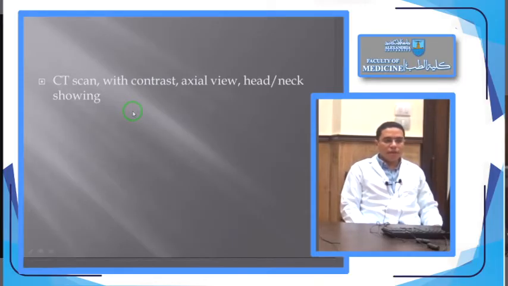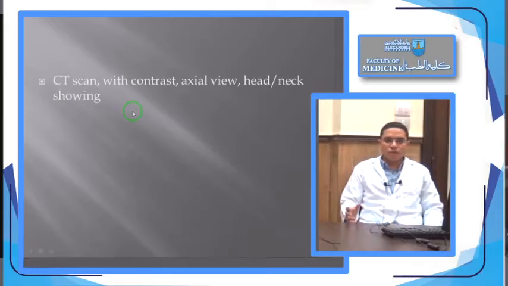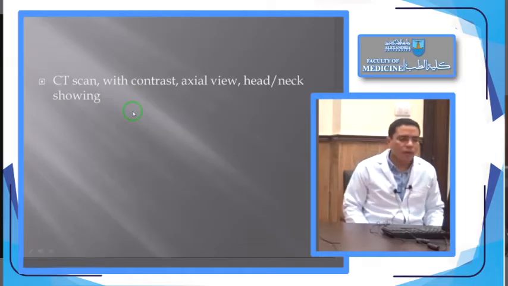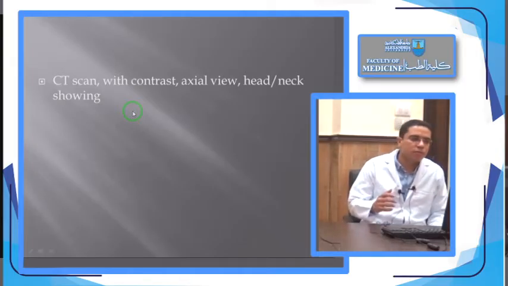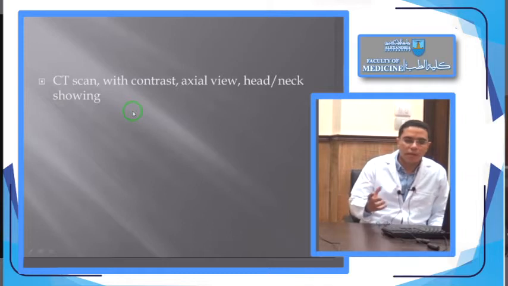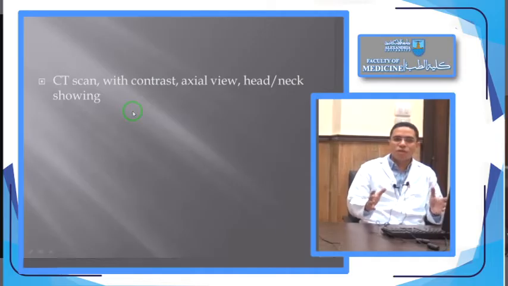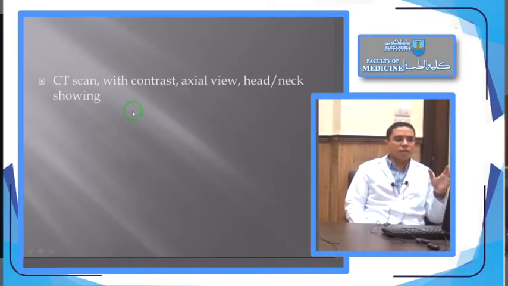Our talk today is about head and neck radiology. We will have some CT scans and X-rays and radioisotope studies. Starting with the CT scan: in any radiology, when we have to give some details about it, you have to mention the type of imaging, whether it is CT, X-ray, or radioisotope scan, what is the view of the study, and in which part of the body. You have to mention all these points.